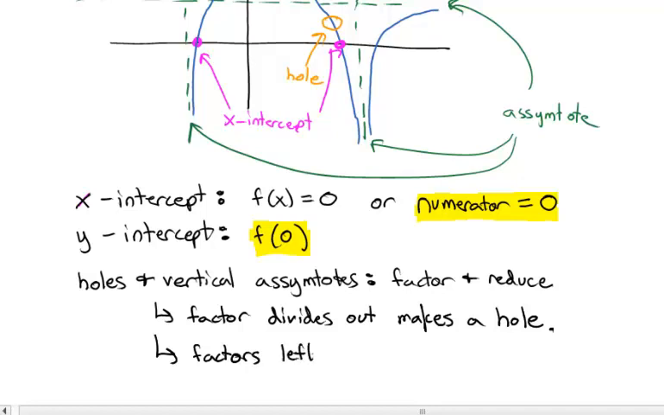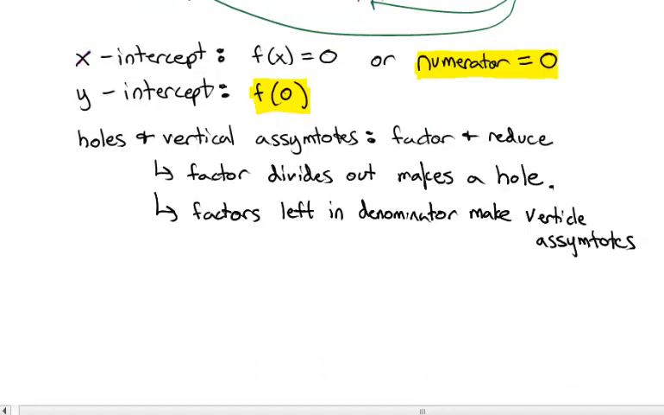Factors left in the denominator make vertical asymptotes. And the way we calculate those is we make them each equal to 0. So if it reduces out and divides out, that makes a hole in the graph. It kind of disappears. That's the hole. If it's left in the denominator, that creates a vertical asymptote.